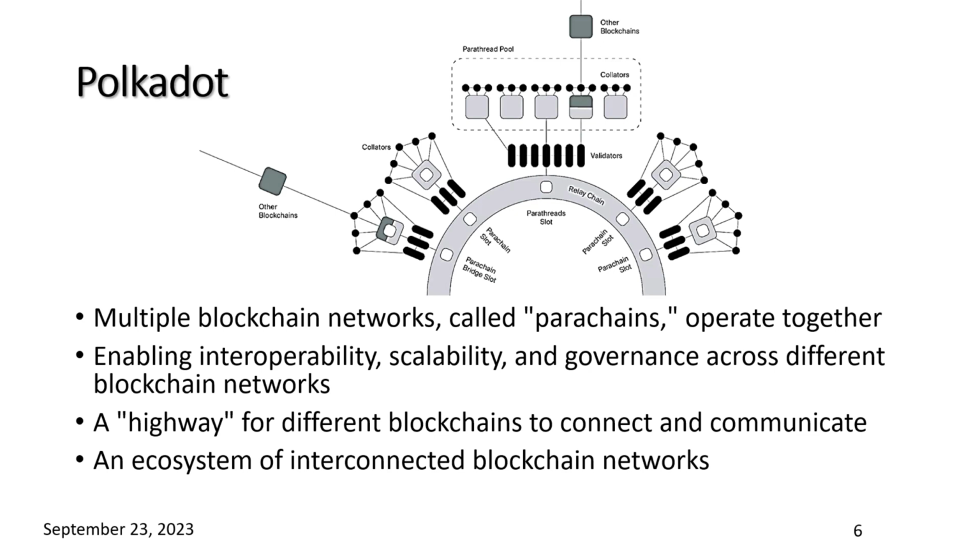Again, a simple analogy to explain Polkadot is to think of it as a highway for different blockchain networks to connect and communicate with each other. Each vehicle on the highway represents a different blockchain network or parachain that can operate independently, but also share information and resources with other networks on the highway. So Polkadot's main goal is to create an ecosystem of interconnected blockchain networks that can work together in a decentralized and secure way, so it will bring new use cases and solutions that were not possible before.